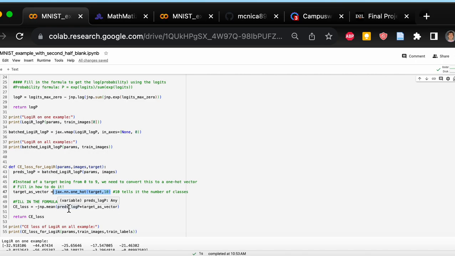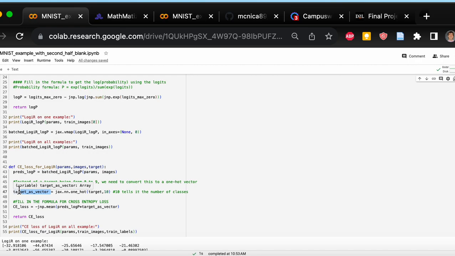Right. So target is actually a list of all the training labels. So it's 10,000 long. It's 10,000 numbers, like 2, 7, 8, all the numbers. And then when I make target as vector, it converts that list. It converts each number into a vector of size 10. So the list of size 10,000 becomes a 10,000 by 10 matrix.